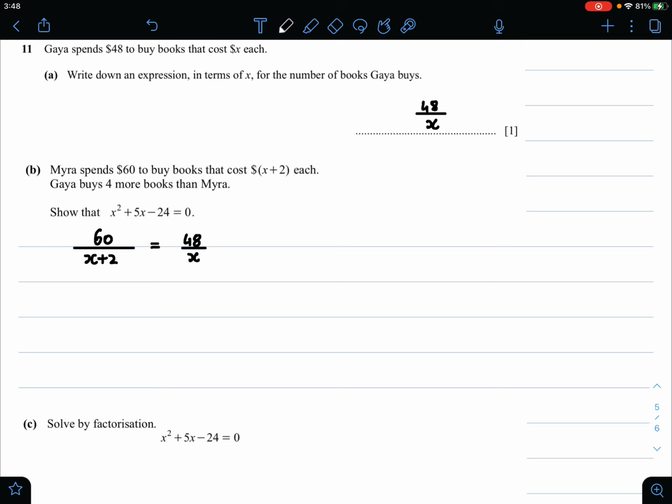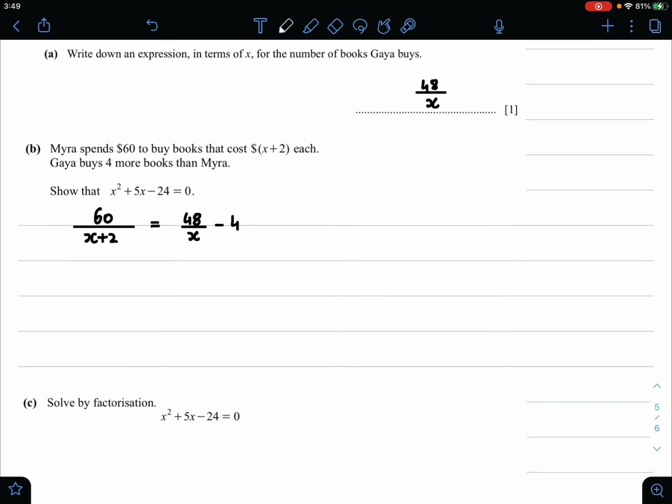Now they tell us that Gaya buys 4 more books than Myra. So if you want them to be equal, we have to minus 4 from the number of books that Gaya buys, because she has 4 more books than Myra. So therefore now this would be your equation. Now what you have to do is make a quadratic equation from this equation and try and reach what they have asked you to reach, that is x square plus 5x minus 24.